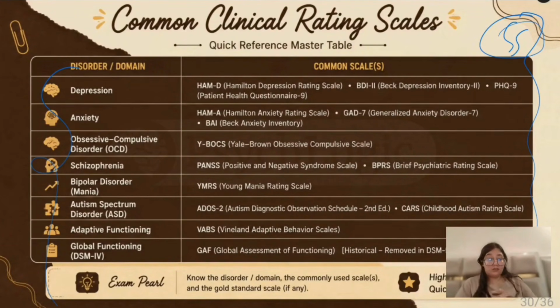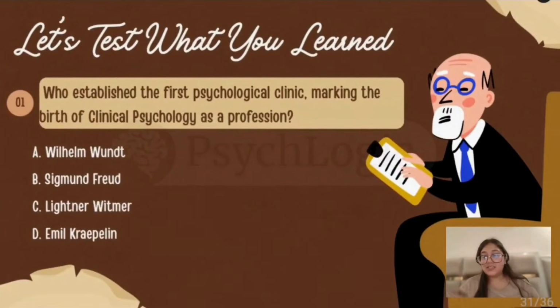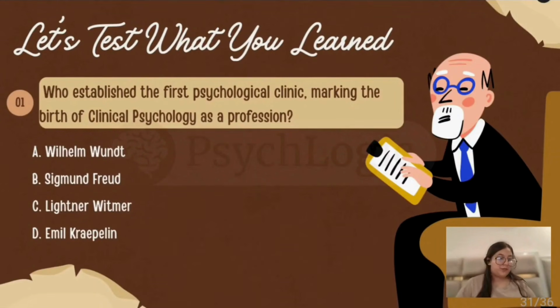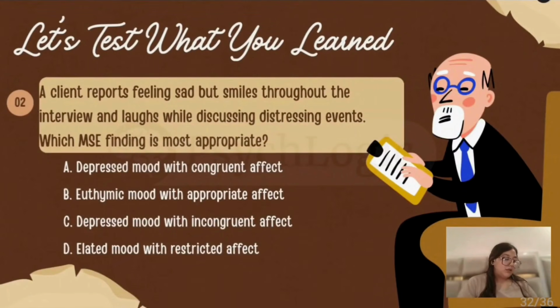Okay, now that we are done with our module 1, let's check what you have actually learned. So first, who established the first psychological clinic, marking the birth of clinical psychology as a profession? Just pause the video, answer it, and then you can hear me telling you the answer. Okay, pause it, answer it yourself. It's okay if you're not able to answer as well. Great if you do. It just means you need a little bit of revision. Look into your notes. It will be very helpful. Okay. So who established the first psychological clinic, marking the birth of clinical psychology as a profession? Lightner Witmer. Okay, great.